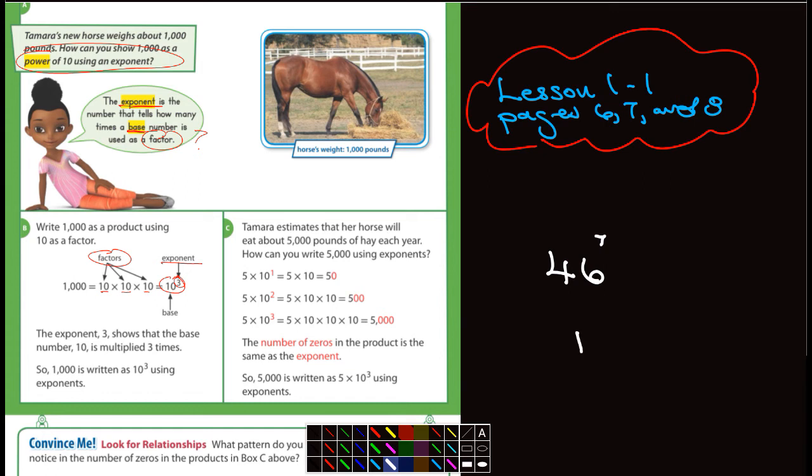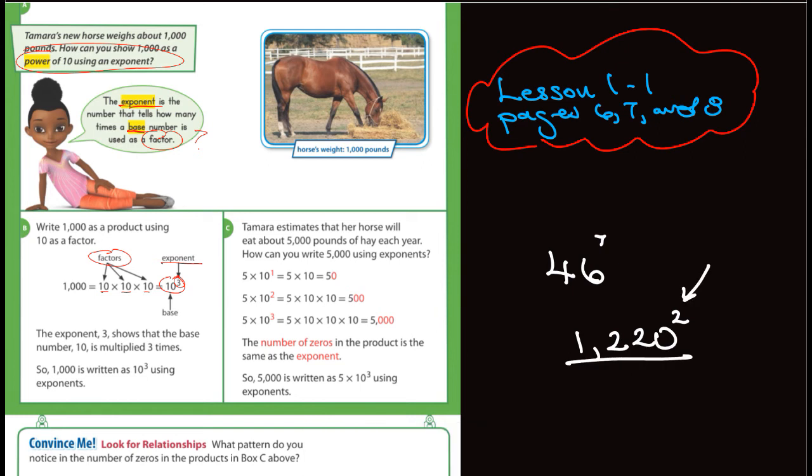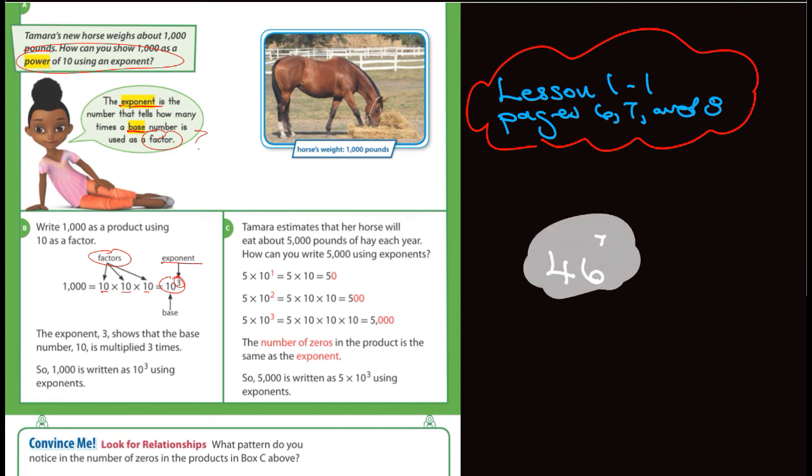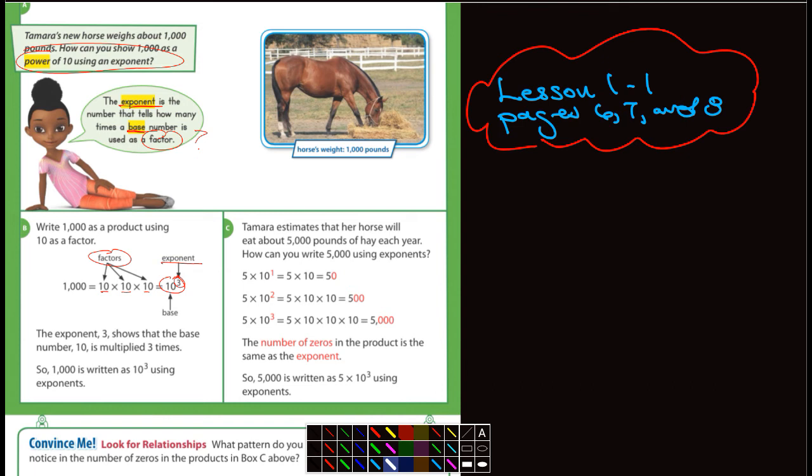I could have 1,220 and have an exponent of 2. The 1,220 is the base, and the little 2 there is the exponent. So don't get those confused. The base is the number that the exponent is attached to, and the exponent tells you how many times that particular number would be factors. Okay?